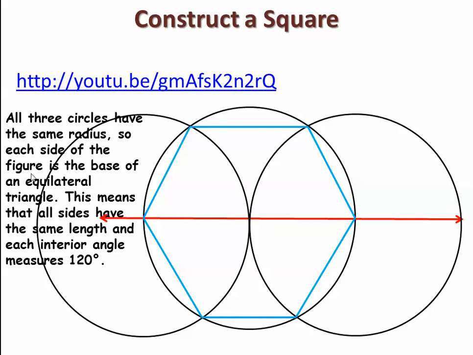So each side of the figure is the base of an equilateral triangle. So if you were to take this vertex and connect it to this center, you would have an equilateral triangle. You're going to have one right here as well. And you can go around and you'll end up with 6 equilateral triangles. This means that all the sides have the same length and each interior angle measures 120. So let's watch this YouTube video and see how you actually construct a hexagon using a compass, pencil, and paper.